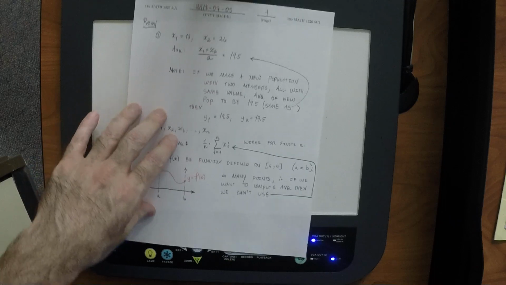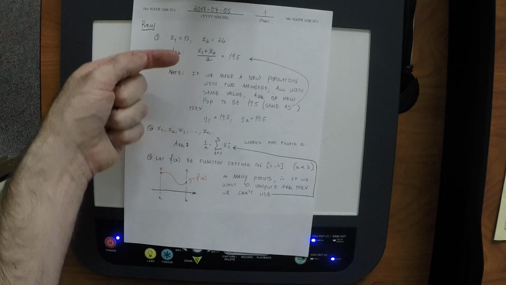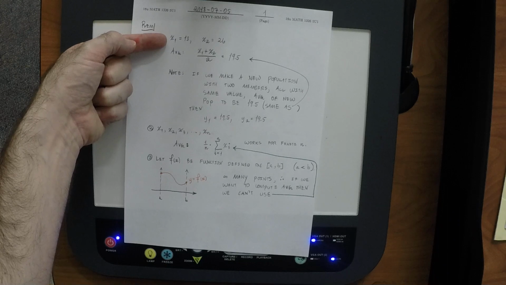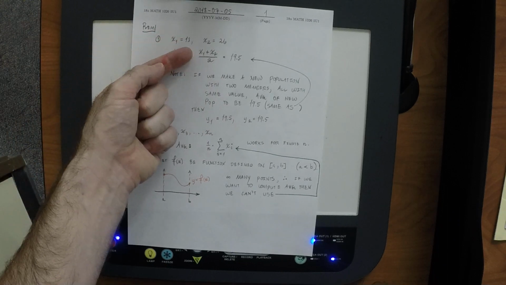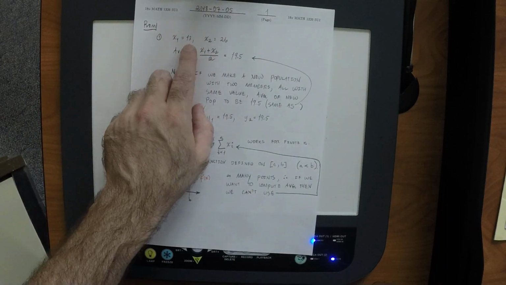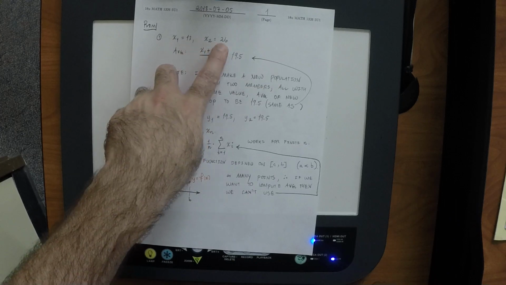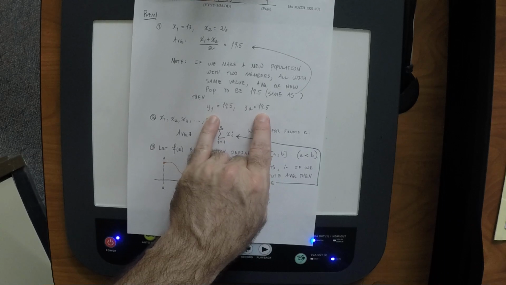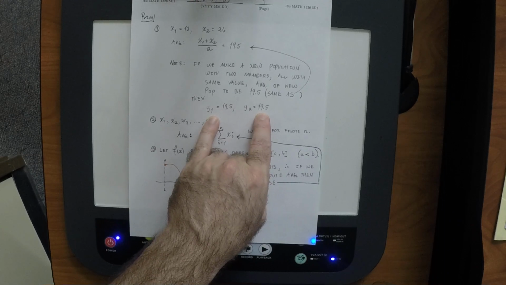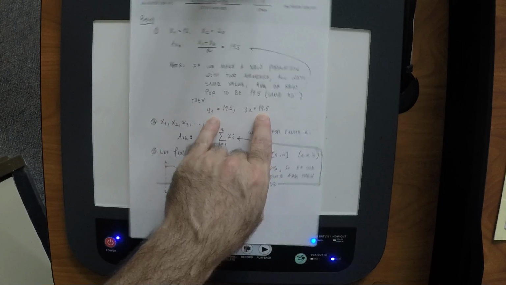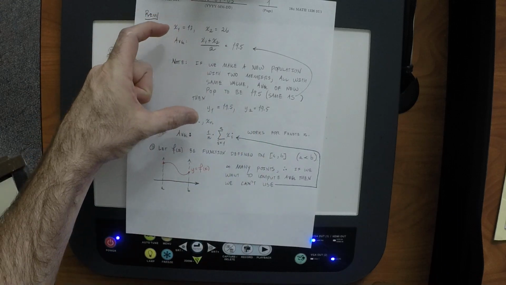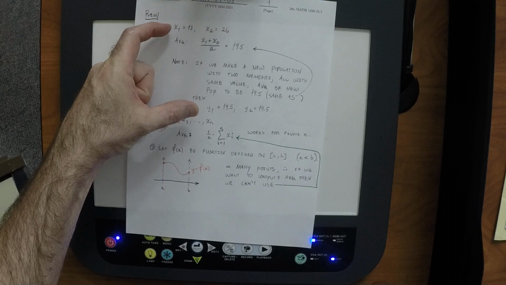And here's the thing: here's a population with 2 members that's not constant, because here's something that has a value 13, and here's something that has value 26. Here's another population with 2 members, but its value is constant. Notice that all of them are 19.5. And what I want you to see is that the averages of these 2 populations are the same.